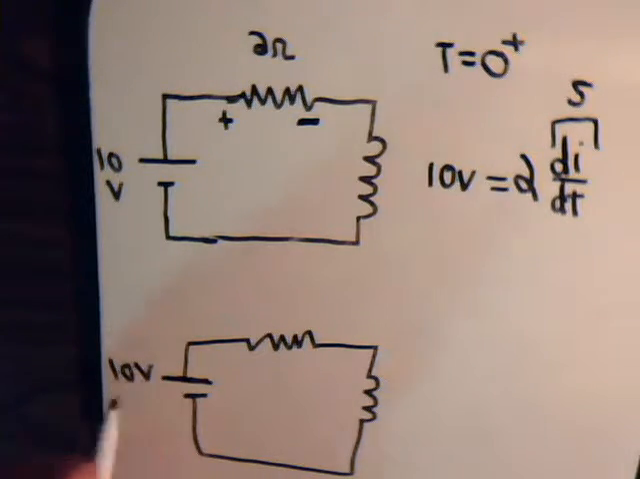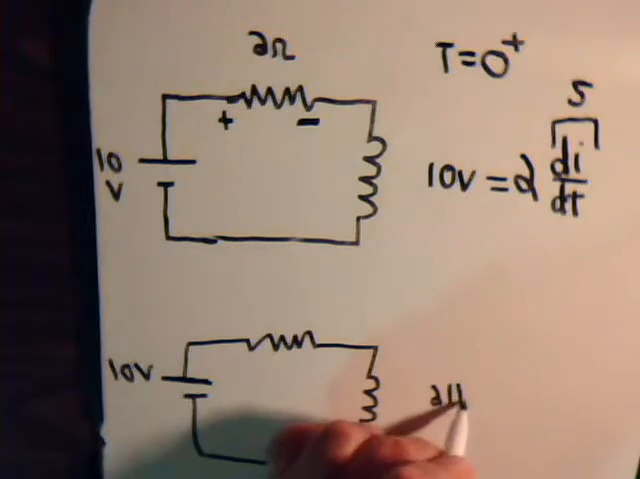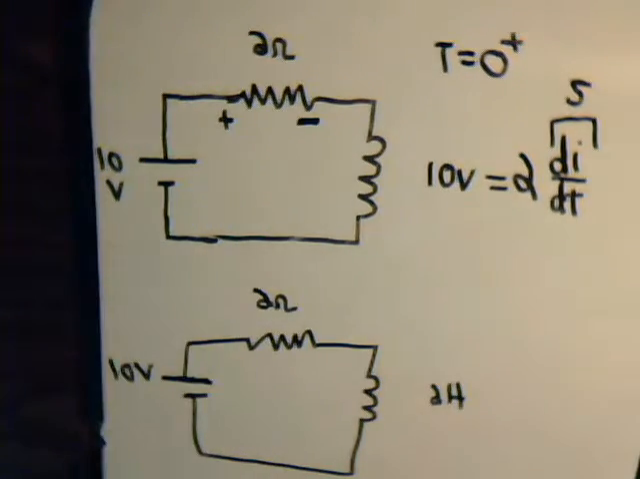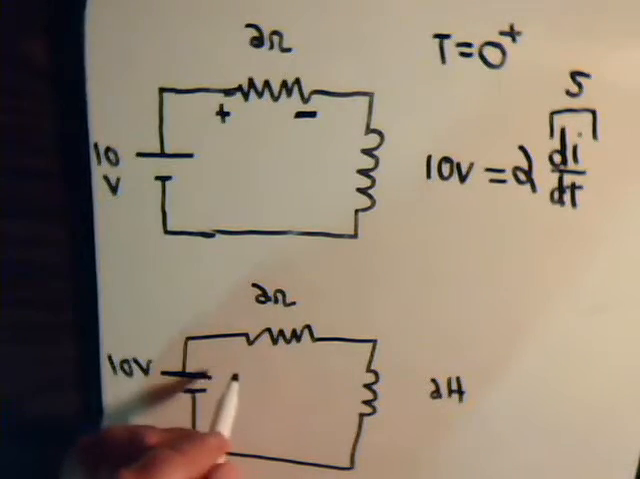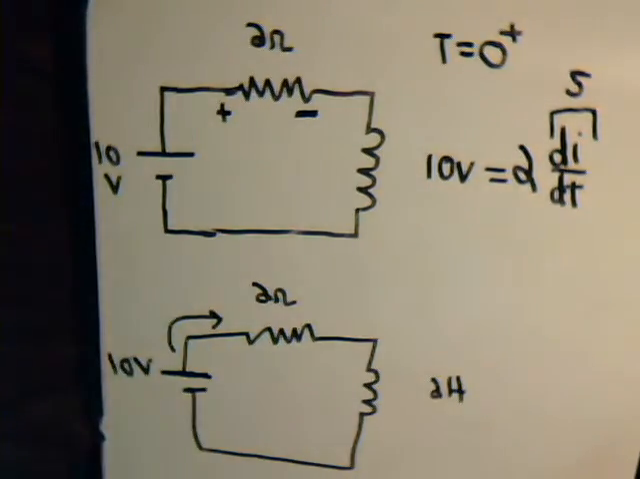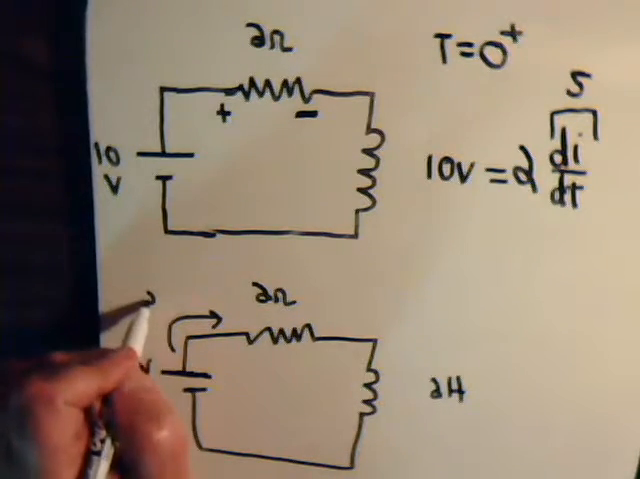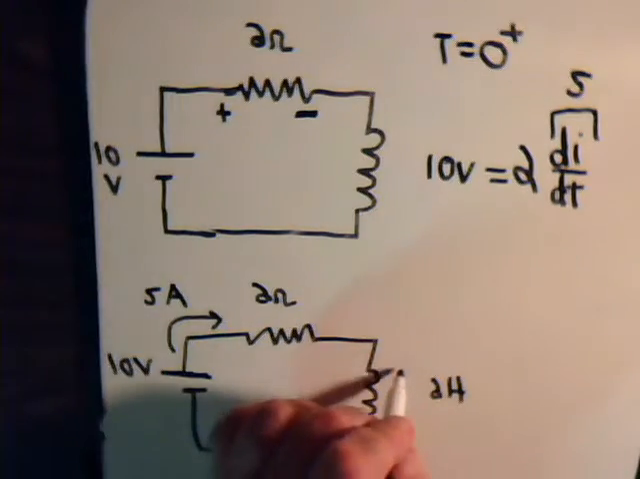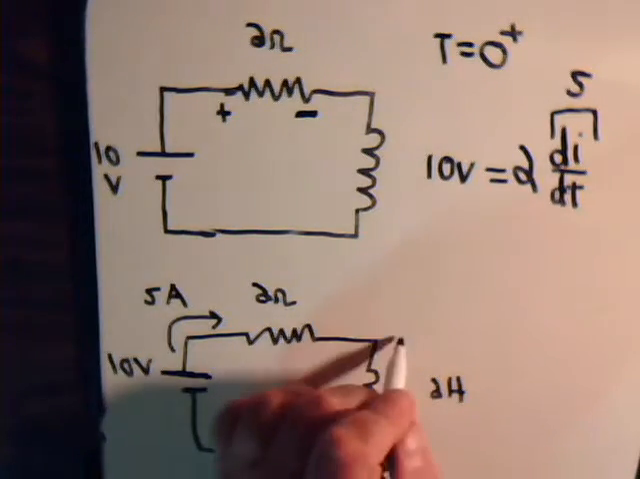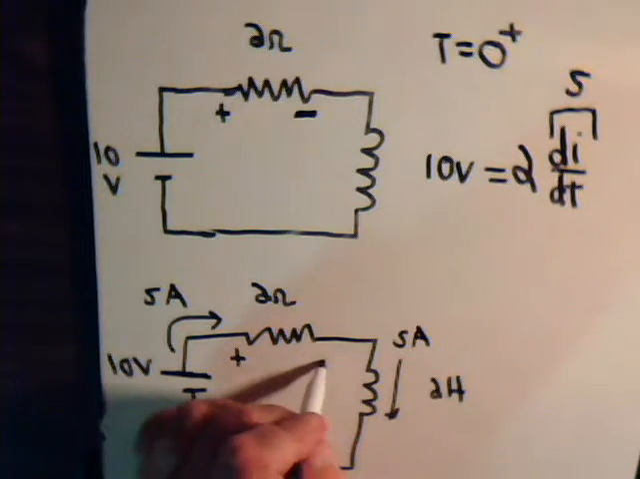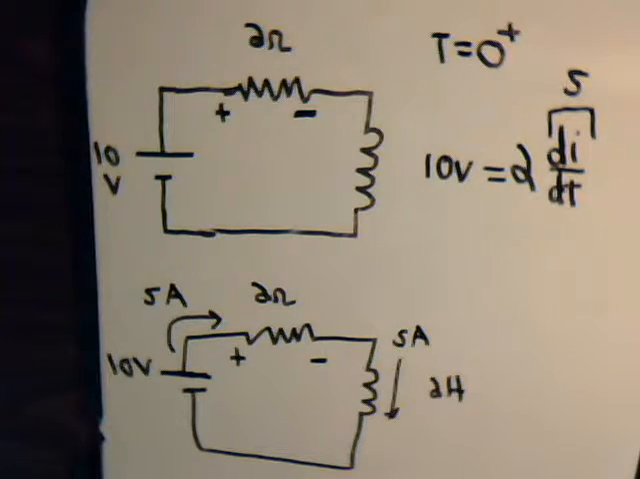10 volts, 2 henries, 2 ohms. And it's been running, so here we have 5 amps going into it. There's 5 amps going through here. There's a voltage drop across here of 10 volts.